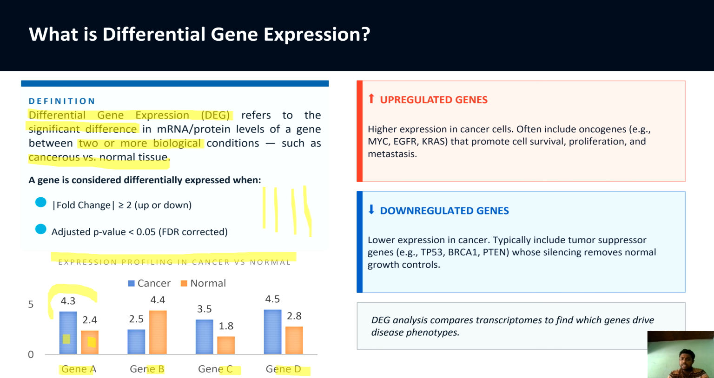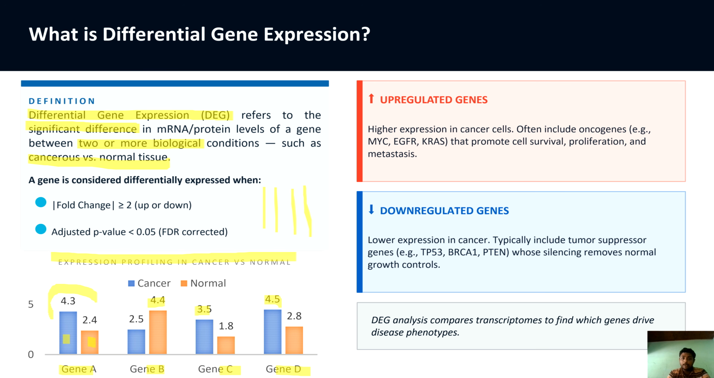But in the case of gene B, it is completely different. The cancer has lower expression of gene B than the normal, so normal has a high expression of this gene. Gene C is like gene A, and gene D is upregulated compared to the normal. You can understand upregulated and downregulated from there. Gene A, gene C, and gene D are upregulated genes in cancer, and gene B is the downregulated gene in cancer.